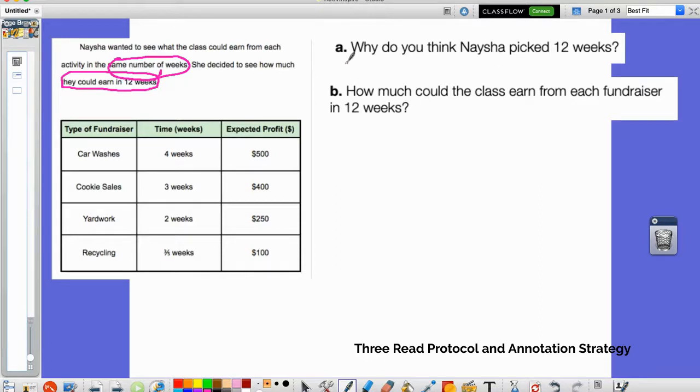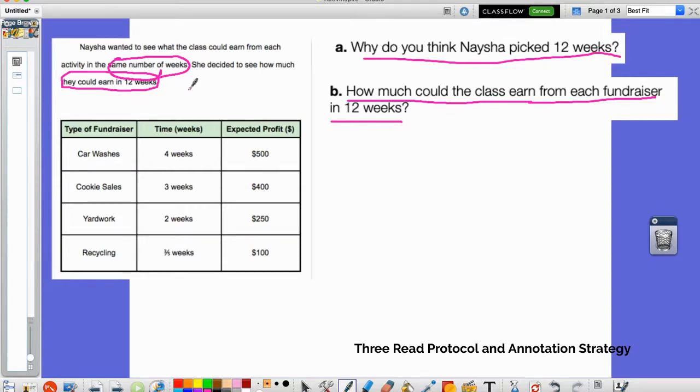Okay, so we'll talk about letter A a little bit more, but letter B here says, how much could the class earn from each fundraiser in 12 weeks? Now, because this is the task, I'm going to underline the task. How much the class could earn in 12 weeks. Oh, it's from each fundraiser, so we'll just underline that. And then why do you think Naisha picked 12 weeks? We're going to underline that as well.